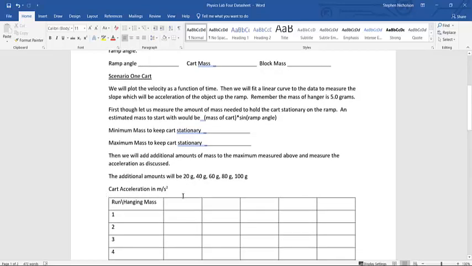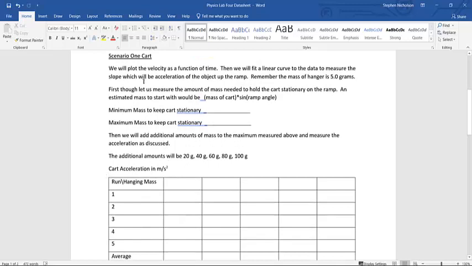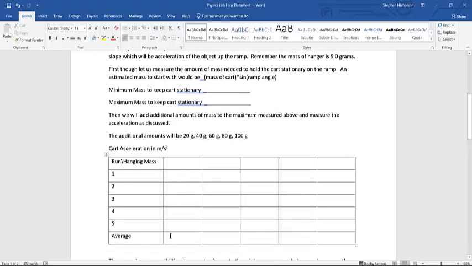With those additional masses, we'll measure velocity versus time. We'll look at the slope of that. We'll do that experiment 5 times, which we should be able to just do, we won't have to stop the readings. We'll get 5 slopes that we can measure the slope of. We'll enter those in.